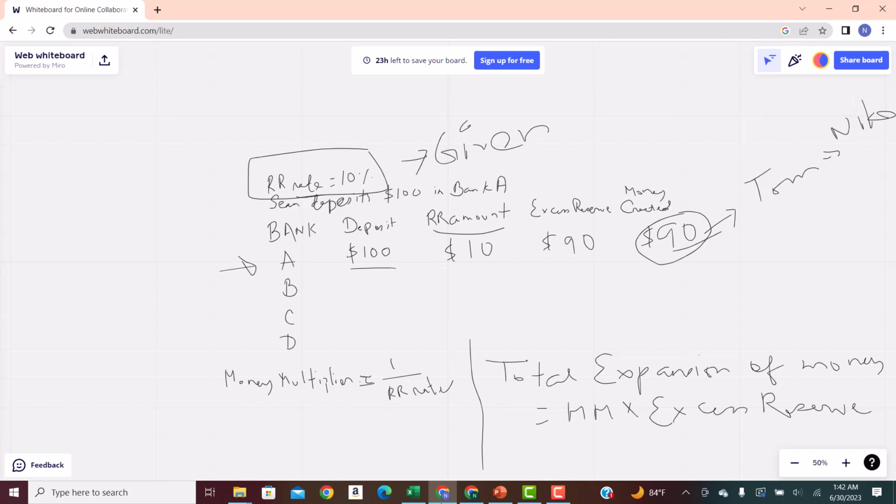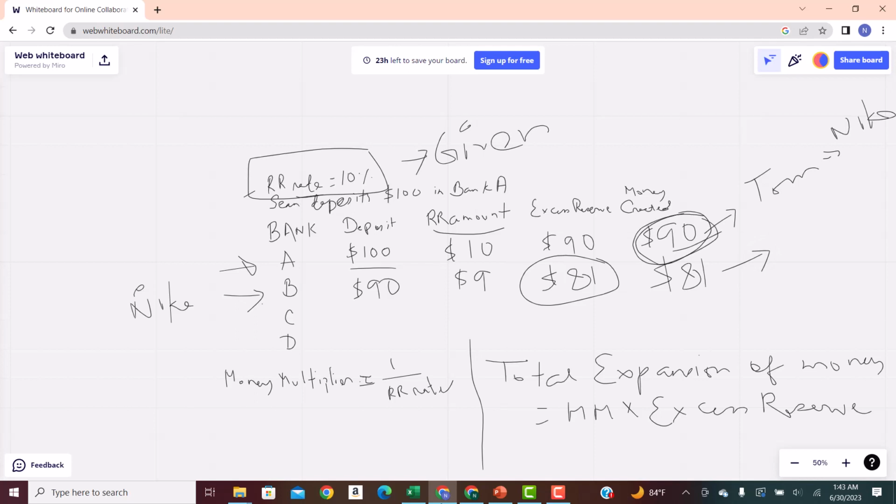Now Nike basically comes back and deposits this $90 to their bank account, or to Bank B. So when this $90 is deposited by the Nike company to Bank B, the rate is again 10%, so they have to keep 10% aside as reserve, as set by the Fed. So 10% of 90 is 9, and excess reserve is basically whatever the extra amount of that 90 is, 90 minus 9, which is $81. This is the money that they will loan out to someone else. So that $81 is created.